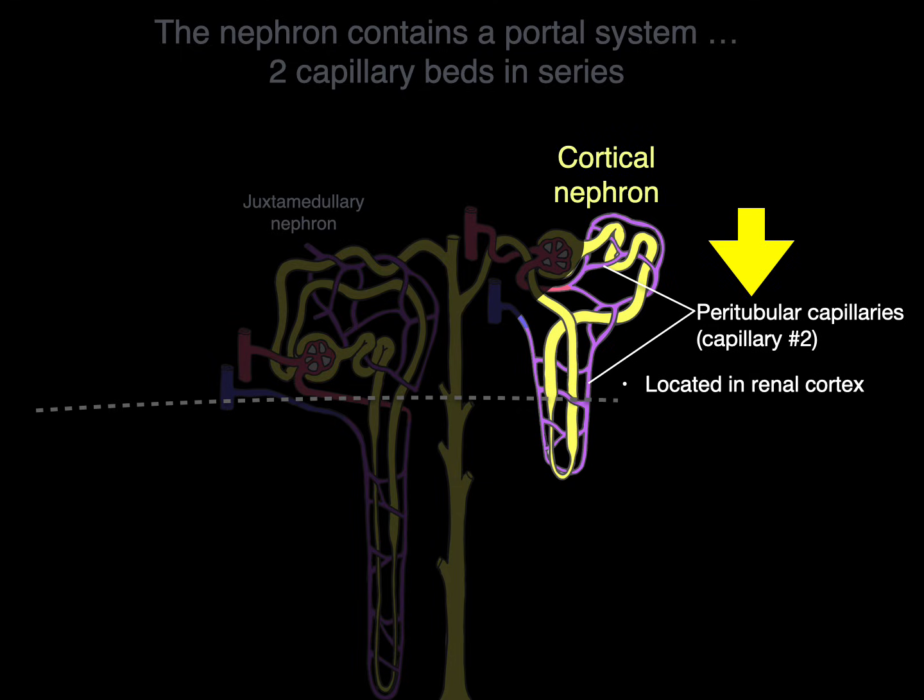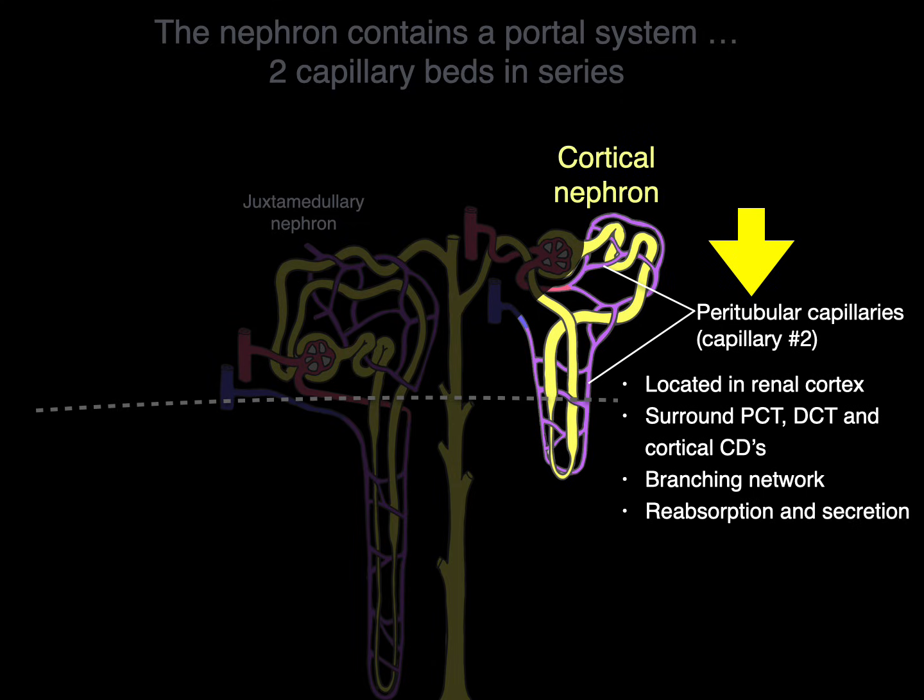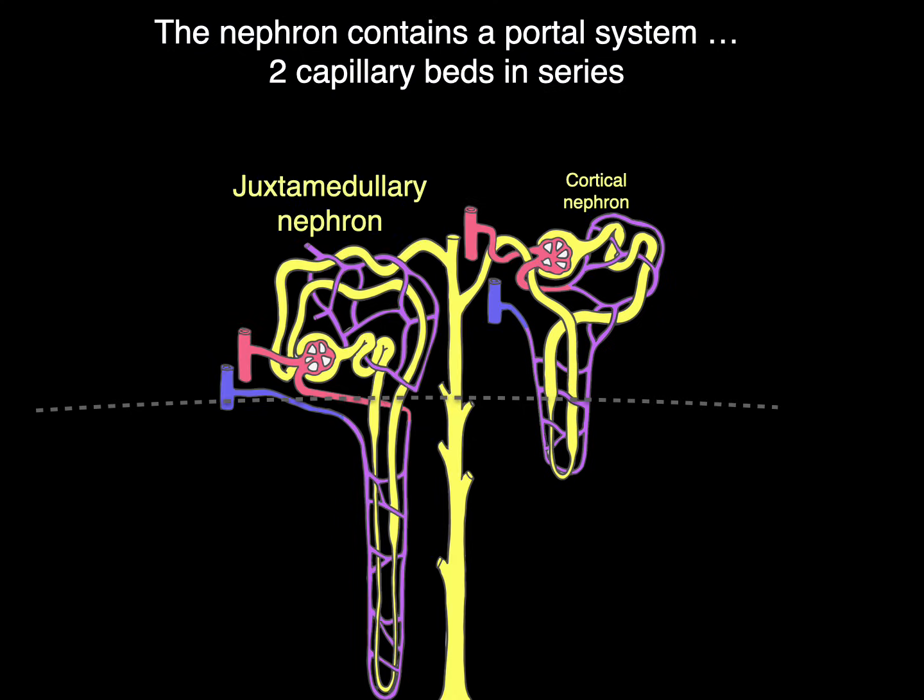Because all these peritubular capillaries are located in the renal cortex, they surround proximal and distal convoluted tubules and the cortical portion of collecting ducts. It's a very extensive branching network, and the main purpose is to reabsorb filtrate and to do some secretion into the tubular fluid.